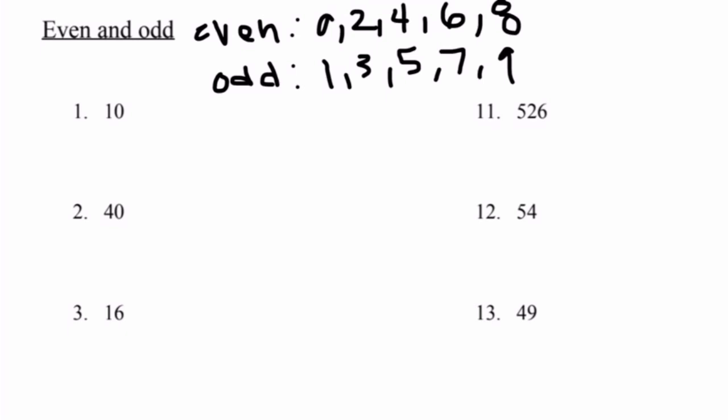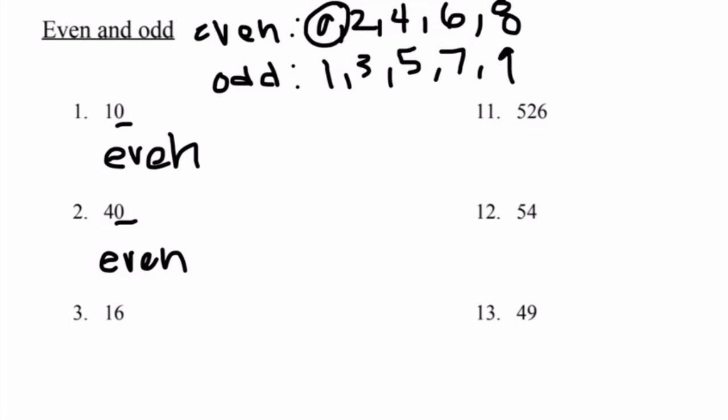Let's take a look at number 1. Number 10. Number 10 ends with the number 0, and 0 is even. Therefore, 10 as a whole is even as well and is divisible by 2. Even. Number 2, 40. 40 also ends with the 0, and 0 is even, and 40 is also divisible by 2, therefore 40 is even as well.